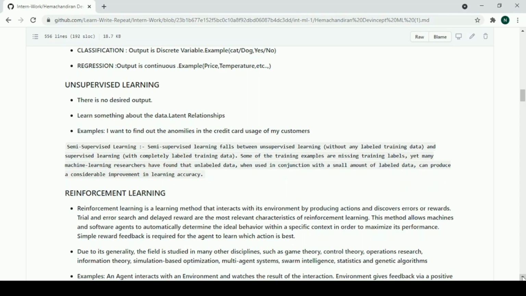Now comes semi-supervised learning. It basically falls in between the unsupervised learning and the supervised learning. Some of the examples are missing training labels, yet many machine learning researchers have found that unlabeled data, when used in conjunction with a small amount of labeled data, can produce a considerable improvement in learning accuracy.